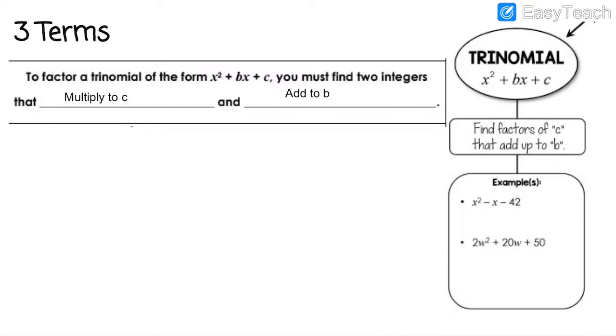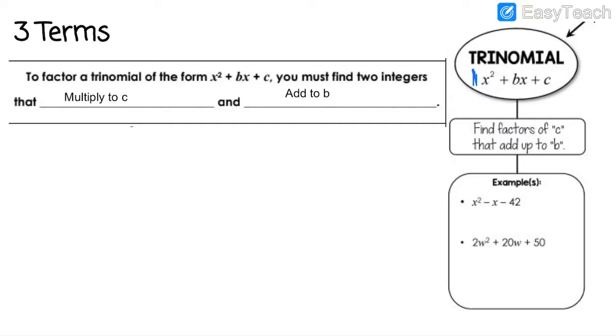So now we're moving on to if we have 3 terms. So if we have 3 terms, more importantly, if we have 3 terms and we have a 1 in front of our x squared, we can find our factors that will multiply to C, our last number, and add to B, the middle number. So we're trying to find two numbers that will multiply to our last number and also add to our middle number.